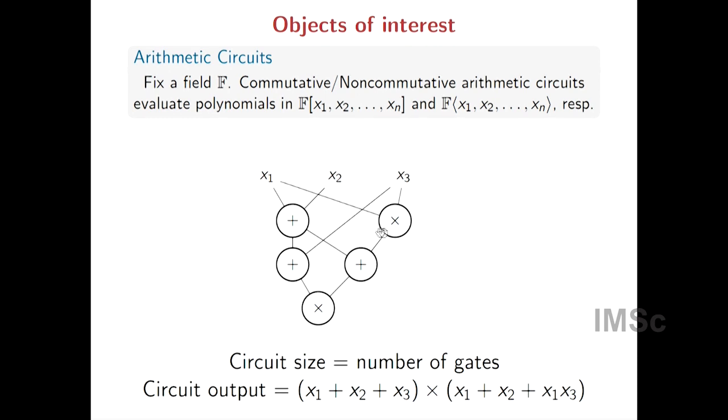On the other side, you have a times gate which computes x1 into x3. And if the ring were non-commutative, we'll assume that it's ordered, the multiplication gates take inputs from left to right. So x1 into x3 is x1 into x3, not x3 into x1. And then you add to it the output of this plus gate, which is x1 plus x2. And finally, you multiply the two things coming from both sides and you get this polynomial. And the order for multiplication matters when you're working with the non-commutative domain.